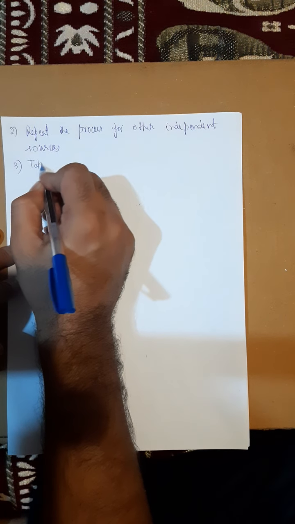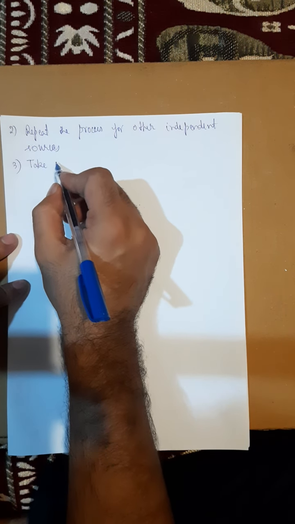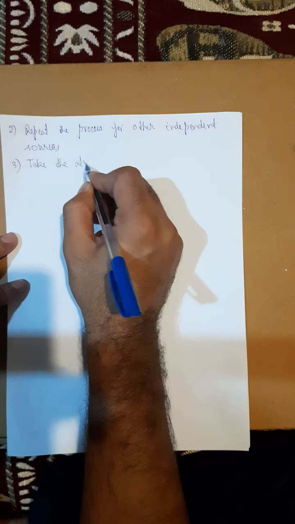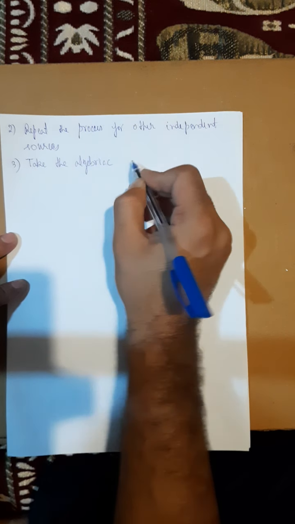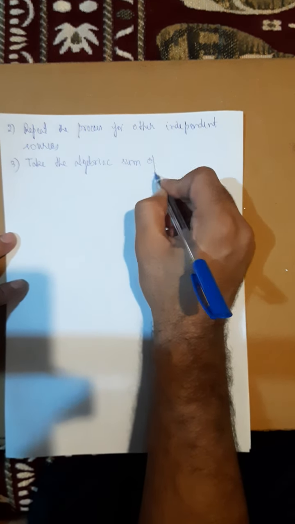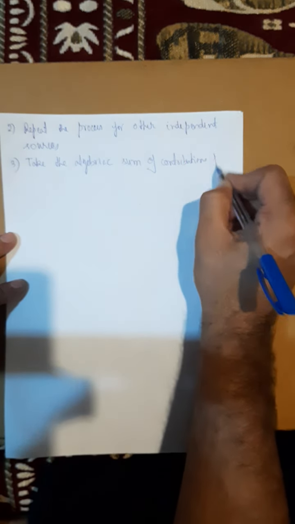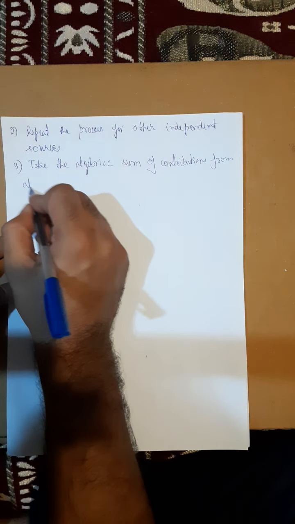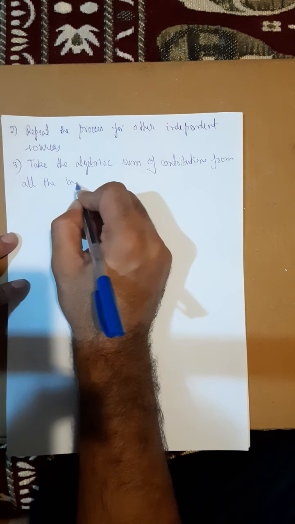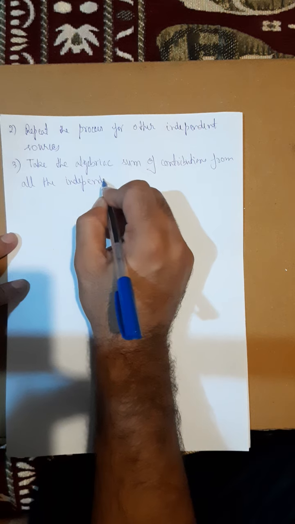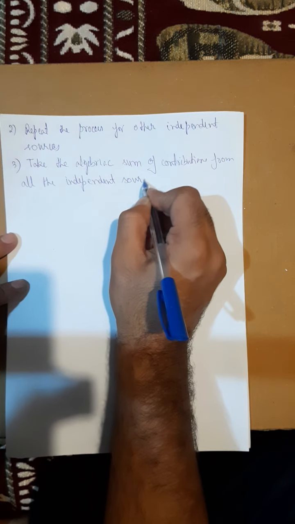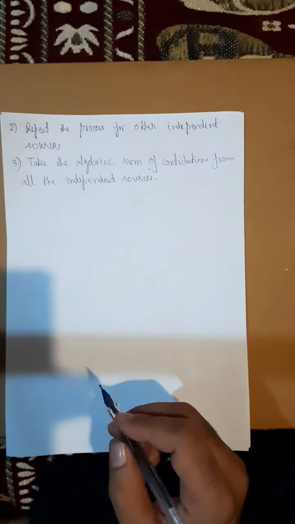And the third step is to take the algebraic sum of the contributions from all the independent sources. Take the algebraic sum of contributions from all the independent sources.